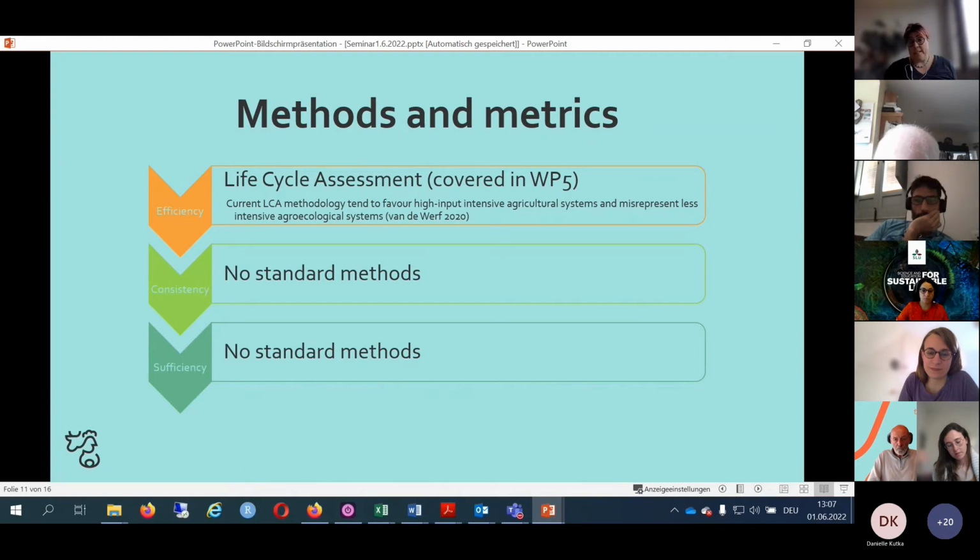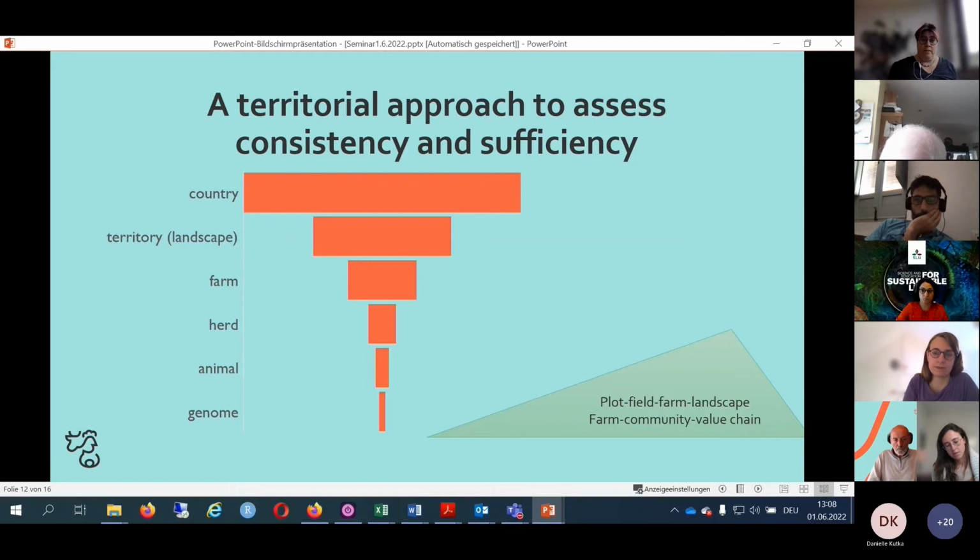The problem here is, well, there are no real methods for that. And that's basically the challenge that we wanted to address in work package 6. And so we were proposing to use a territorial approach to assess consistency and sufficiency. And here I represent what I call a livestock scale, so that we start understanding what a territorial approach is.